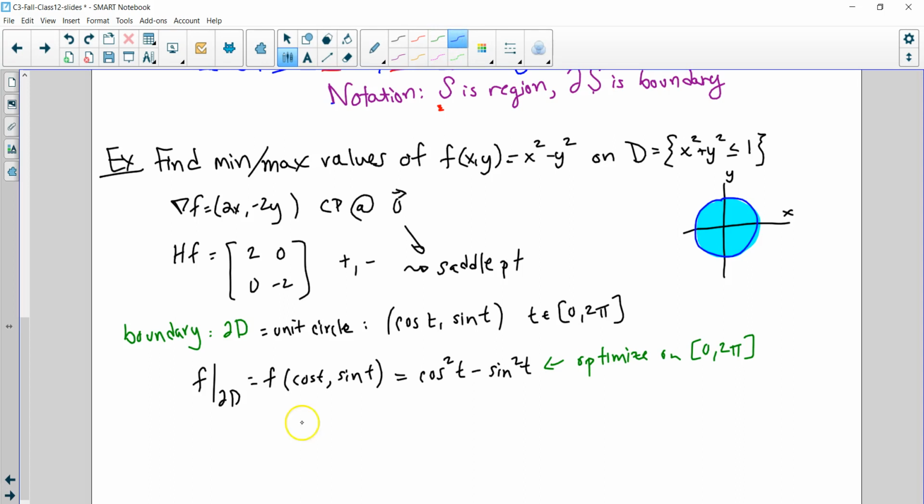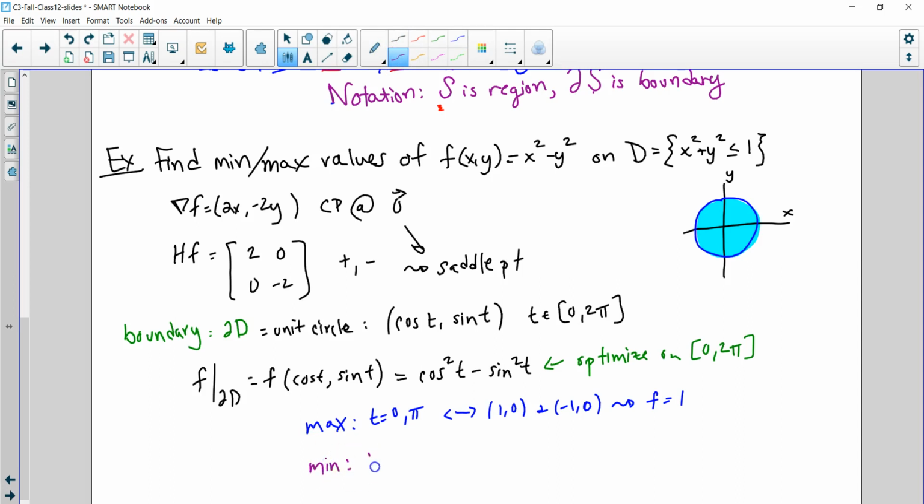What we end up getting is that the maxima occur at t equal to 0 and pi. So this corresponds to the points (1, 0) and (-1, 0). When we find these, we get that f is 1.